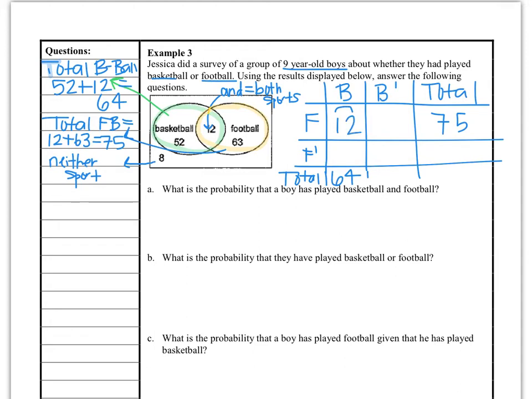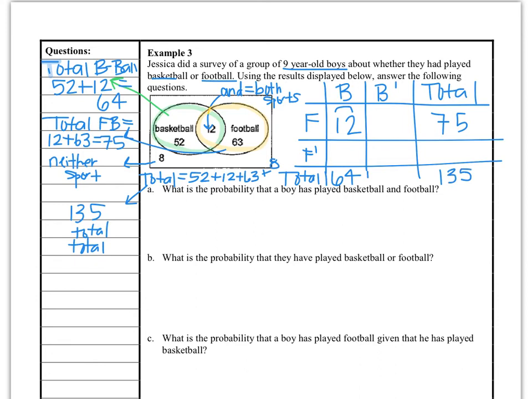And then how many students are there total within this survey? Well, the total is going to be equal to the 52 that play basketball, plus the 12 that play both, plus the 63 that play just football, plus the 8 that play neither. Okay, so the total, when I add those all together, is 135. So that's going to go over here, 135.